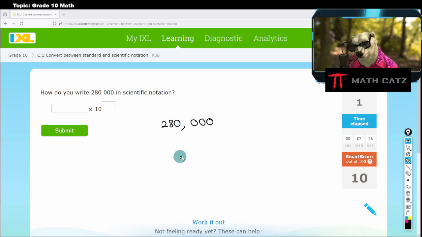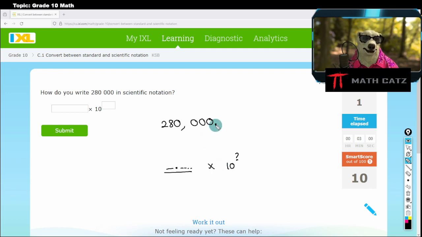So here we have our standard form number, 280,000. And we want to write that in scientific notation. Now remember the decimal point sits right there. So we're going to have some number times 10 to the power of something. That's our scientific notation. So we're going to have a single non-zero digit, then a decimal point, and perhaps more. That is going to be what is multiplied by the power of 10.